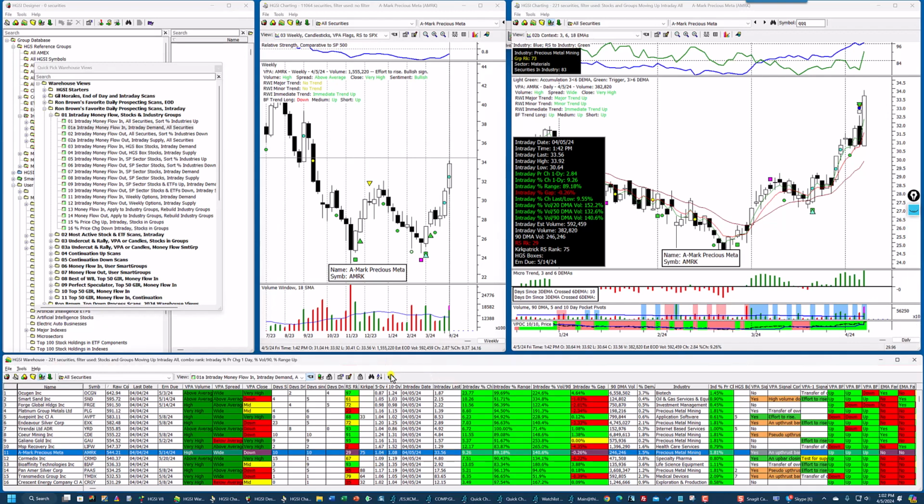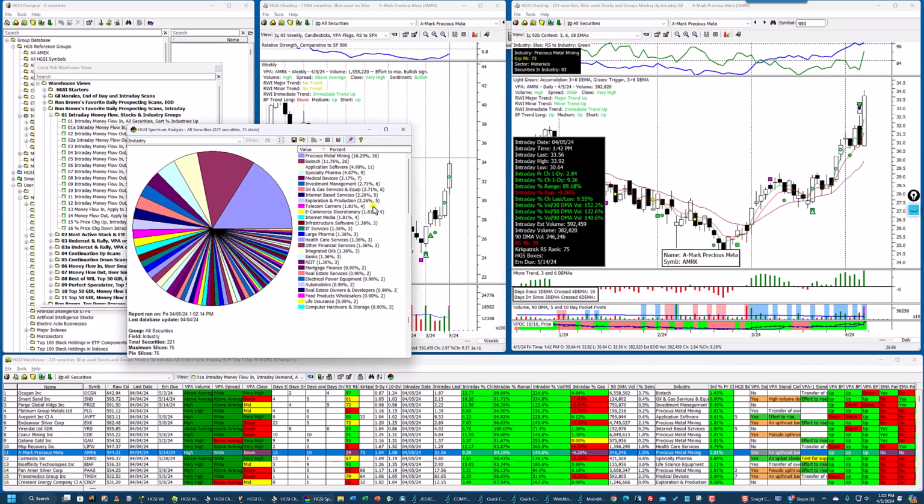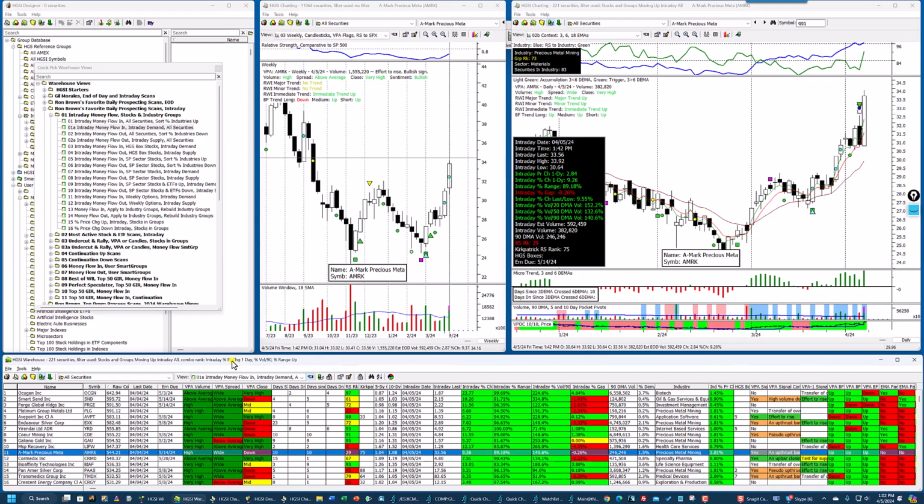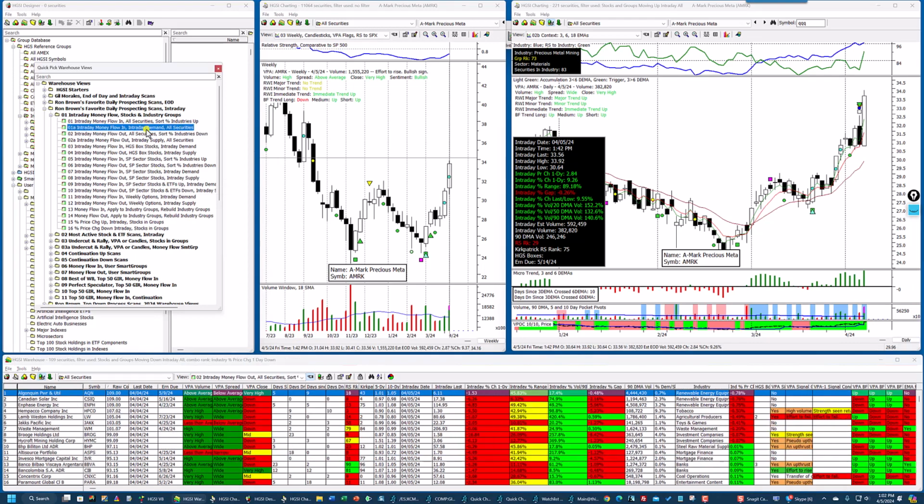And I'm going to bring up the spectrum analyzer. This tells you immediately what's in this, and as you can see, it's dominated by precious metal and mining, then biotech, and then some application software and so on. But this is based strictly on demand, so you can see the structure of the market with the money flow in demand. Now this is just the opposite.